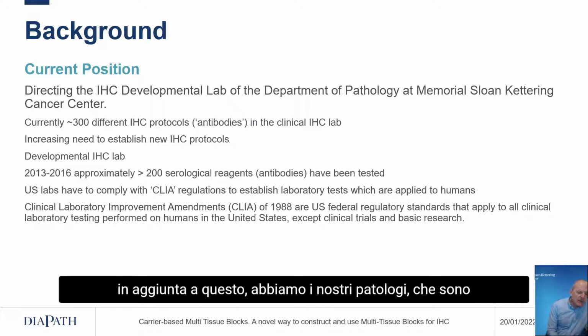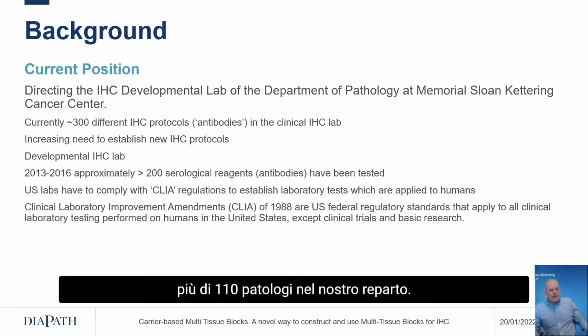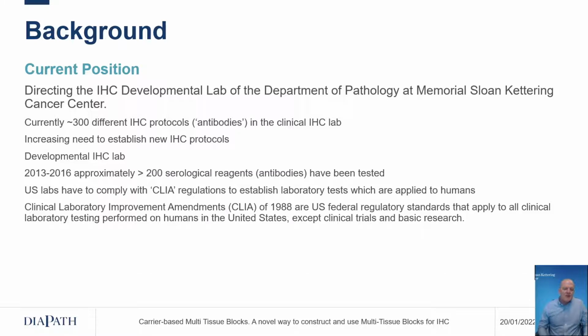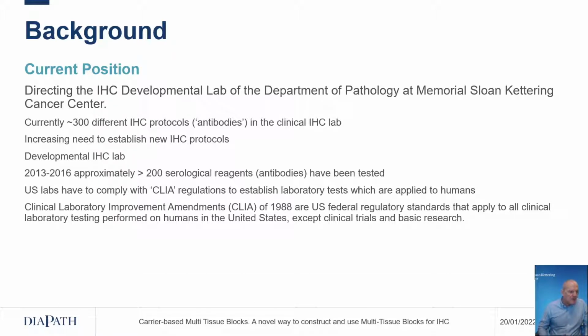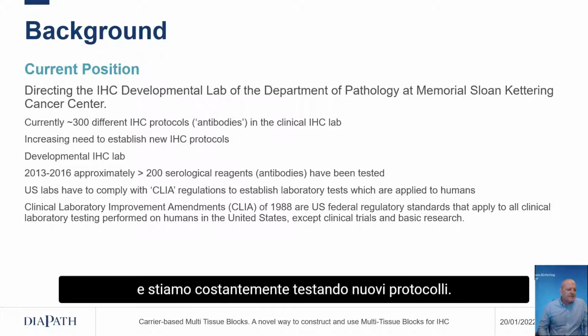And on top of it, we have our own pathologists. We have over 110 pathologists in our department who are very active, follow the literature and say, oh, there's a new diagnostic antigen, so let's test for this. So we have maybe more, that's a not so new slide, 300 IHC protocols in our clinical diagnostic lab. And we are constantly testing new protocols.